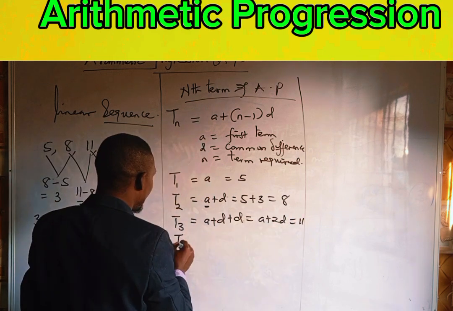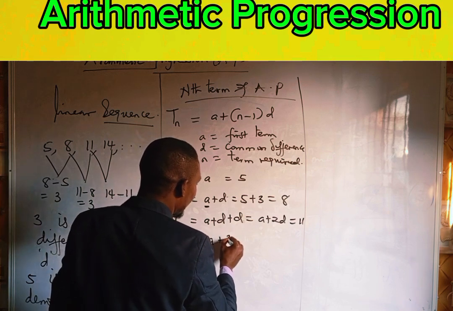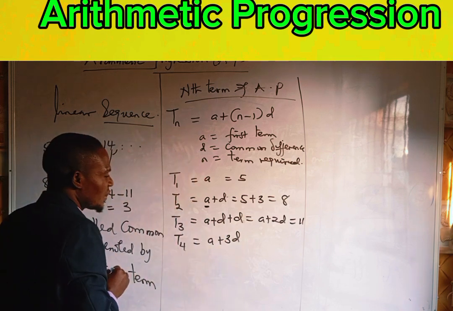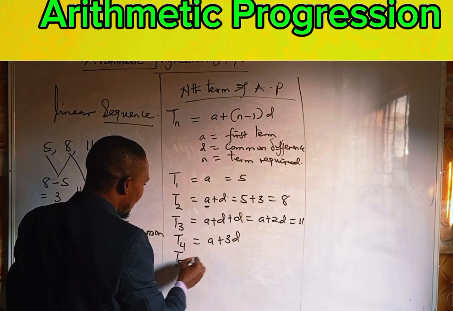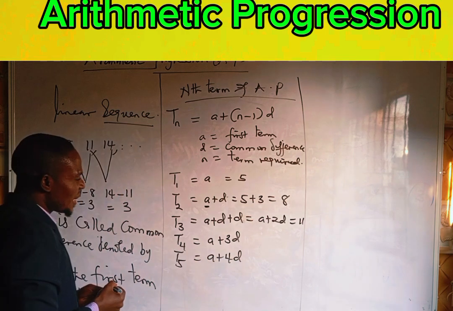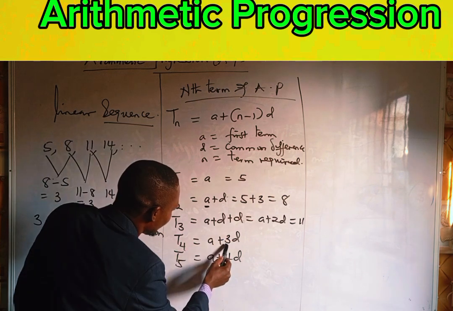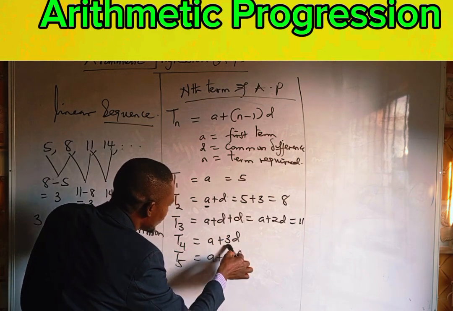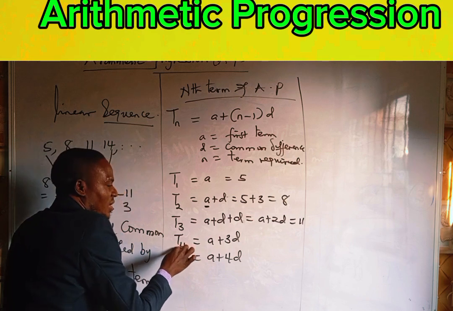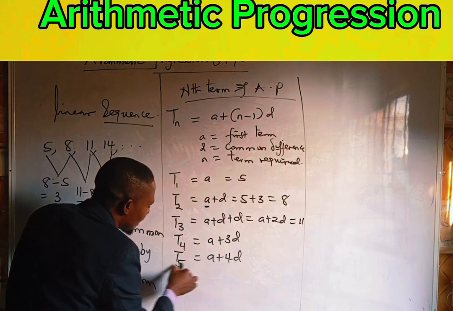So if I have T4, T4 is A plus what? 3D. Did you get it? What is T5? T5 is A plus 4D. Did you observe anything here? Now, the coefficient of D is 1 less than the term required. The coefficient of D here is also 1 less than the term required.